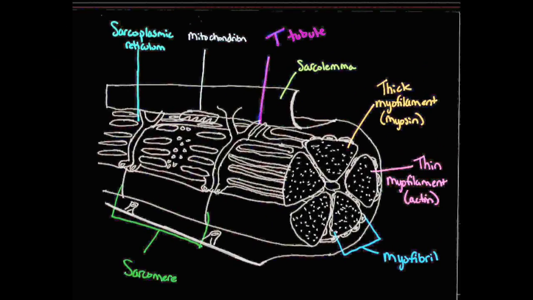Now moving on to the stages of the sliding filament theory. A nerve impulse arrives at the neuromuscular junction, which causes a release of a chemical called acetylcholine. The presence of acetylcholine causes a depolarization of the motor end plate, which travels throughout the muscle by the transverse tubules, causing calcium to be released from the sarcoplasmic reticulum.